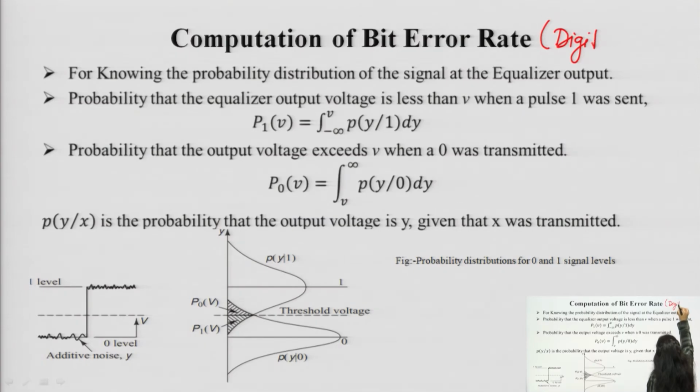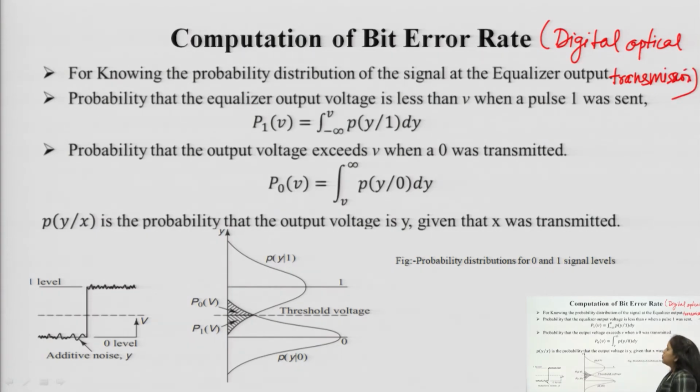Always digital optical transmission, by knowing the probability distribution of the signal at the equalizer output. So, what is the probability here?